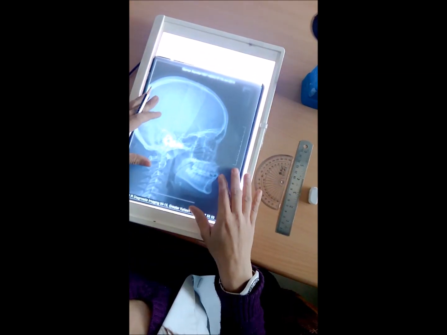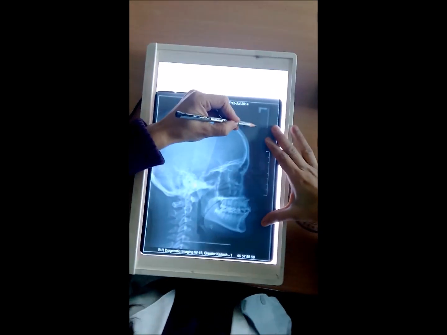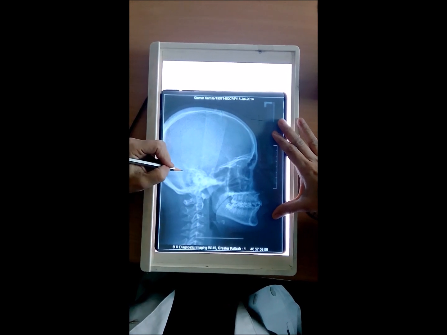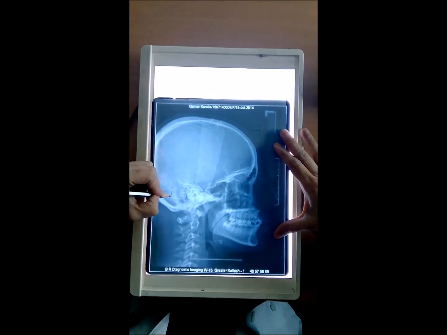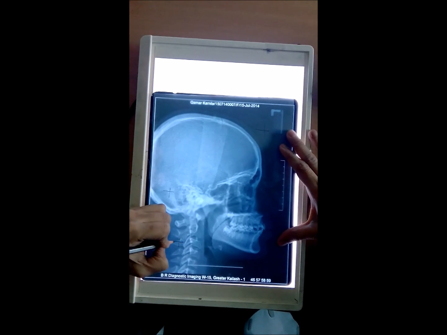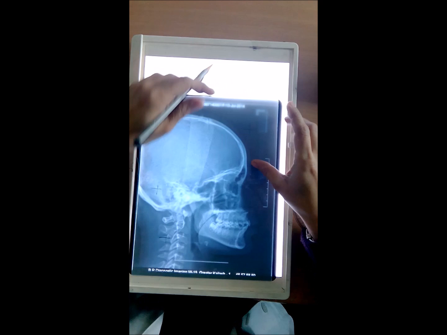You can put 3 registration marks on the tracing sheet so that in case you have to remove it and place it back again, you are able to place it back in the same position. One can be in the cranium and one in the vertebral region. And you can trace them back in the cephalogram also.